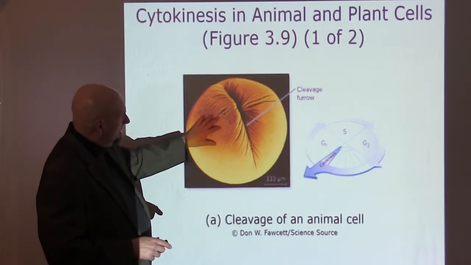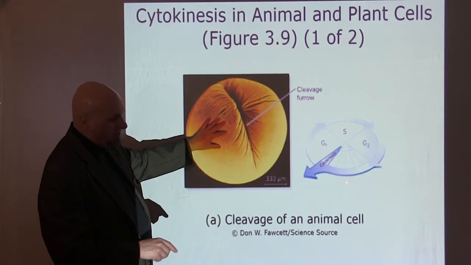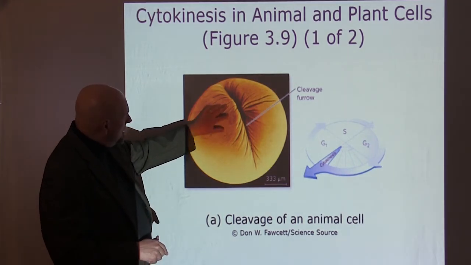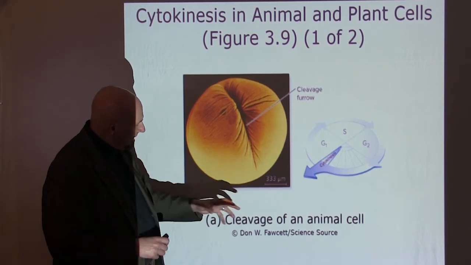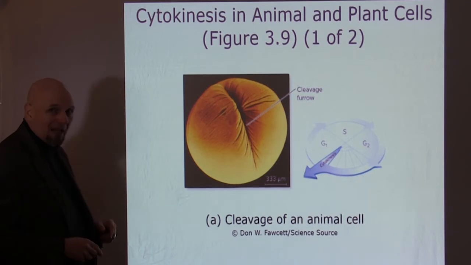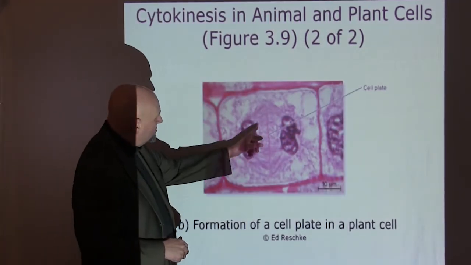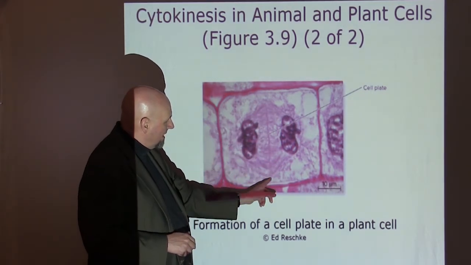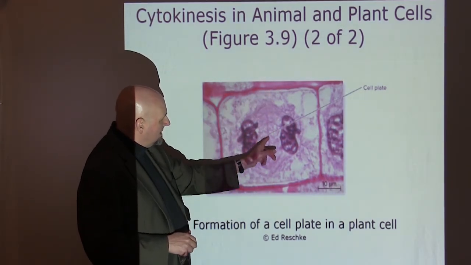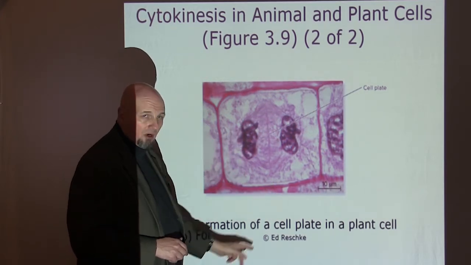Now in eggs, they don't really go through a G1 or a G2. They just go through S and mitosis. But you can see how the actual membrane is being constricted down. This is using actin and myosin to do that constriction. Whereas in plants, you actually see a cell plate being laid down. So you have cellulose being laid down between the two sets of DNA and cytoplasms, as well as a membrane being laid down.